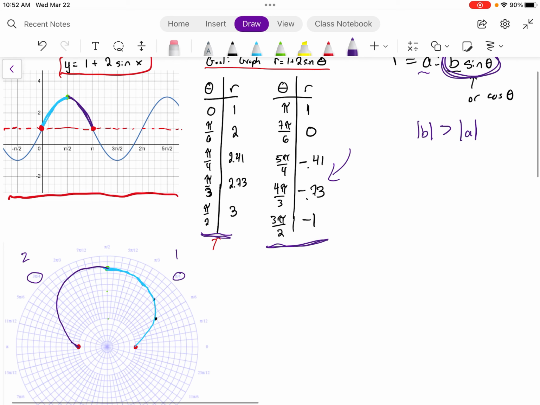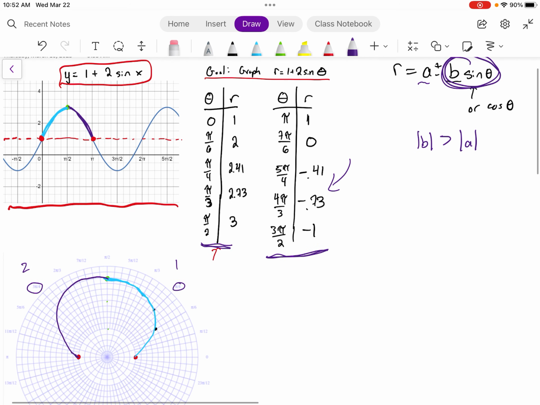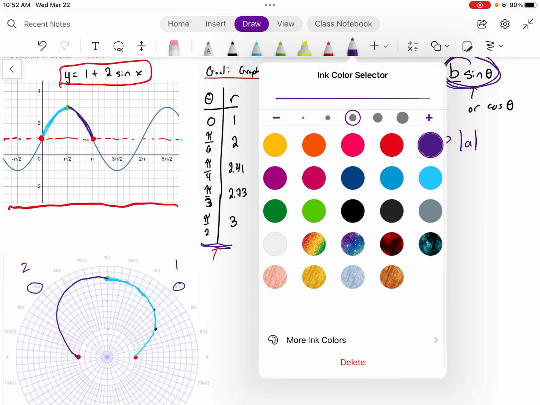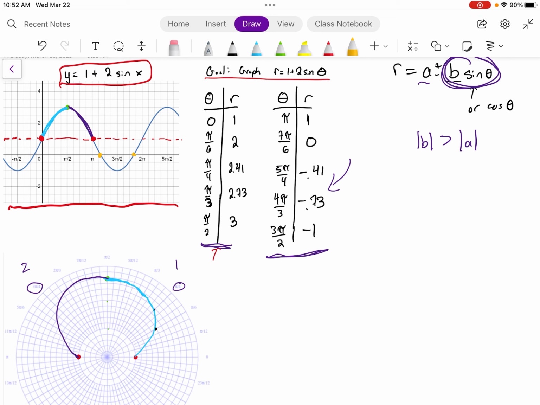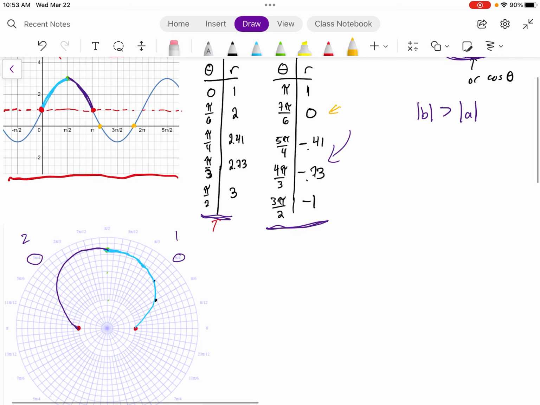So when we think about this graph, we need to think about two more key points. I already used green, so let's use yellow maybe. Let's think about these two key points. What happens there? Well, r is 0 there. And we know one of them is at 7 pi over 6.